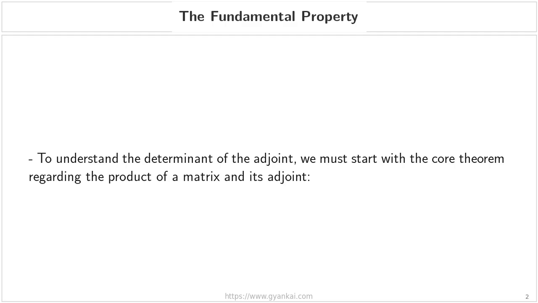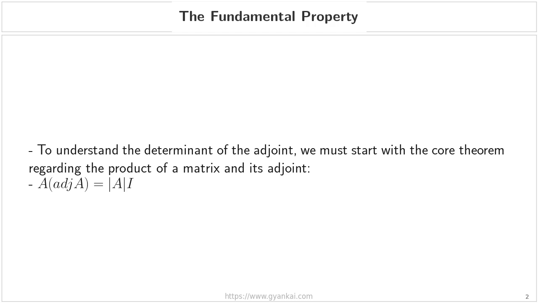Now, before we jump into the derivation, we need to establish our foundation. To truly understand how to find the determinant of an adjoint, we must start with the core theorem that links a matrix to its adjoint. Take a look at this fundamental equation. A multiplied by the adjoint of A equals the determinant of A times the identity matrix.